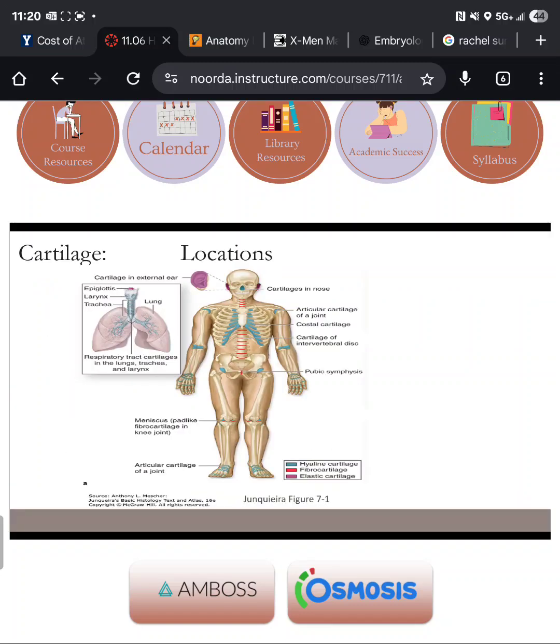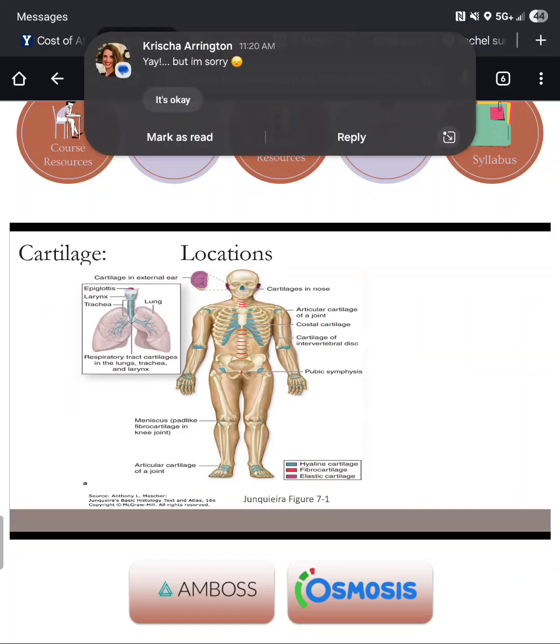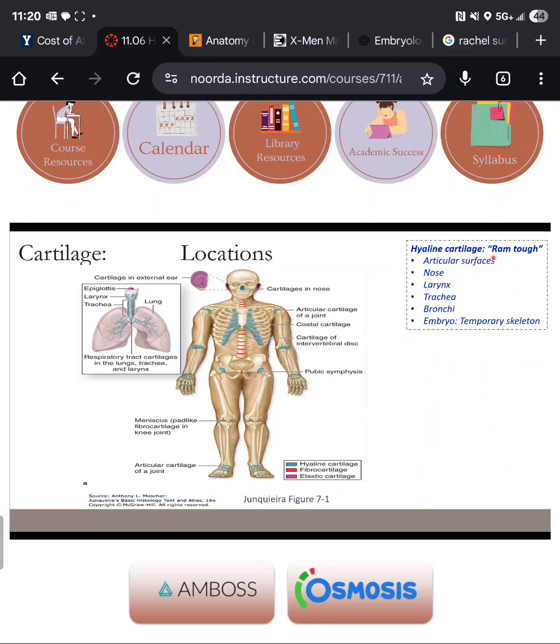Here's a depiction of the various types of cartilage. There are three main types: hyaline, fibrocartilage, and elastic cartilage. Particularly with the hyaline cartilage, I like to think of the term ram tough because, again, you can see it on articular surfaces, nose, larynx, trachea, bronchi, and even during embryogenesis, it plays a role in forming our temporary template of the skeleton before the real sturdier tissue is laid down.